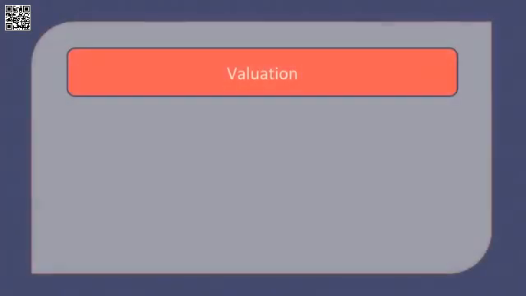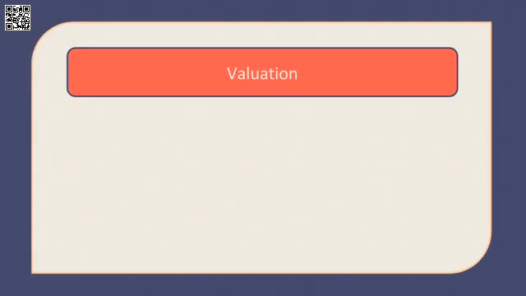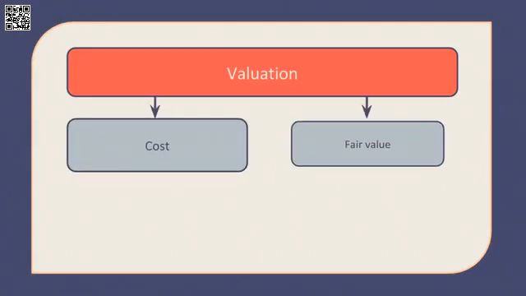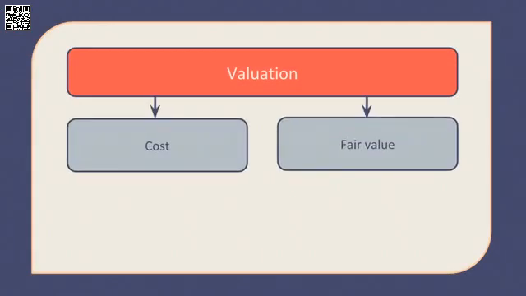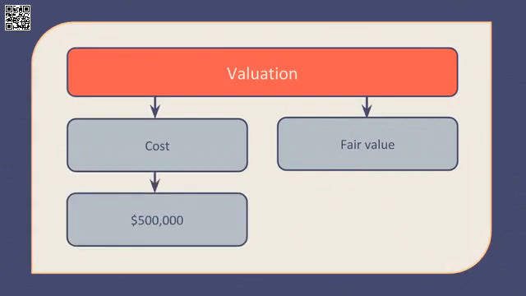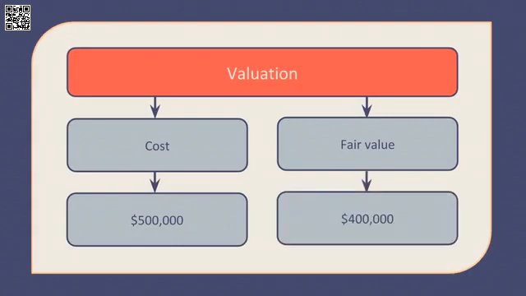But what's the valuation? Under IAS 40, the cost or the fair value model can be used. The fair value model should reflect the actual market value and circumstances at the balance sheet date. The cost was $500,000 and the fair value is $400,000. So how should the property be reflected in the financial statements?